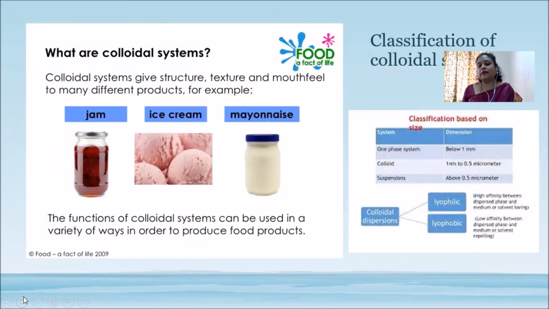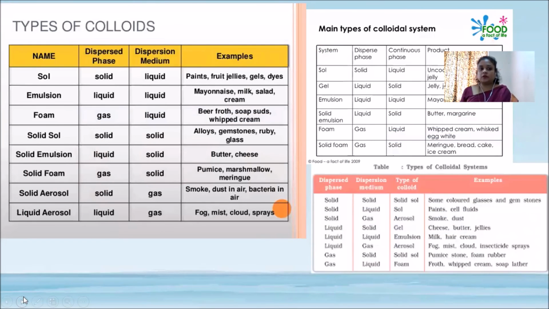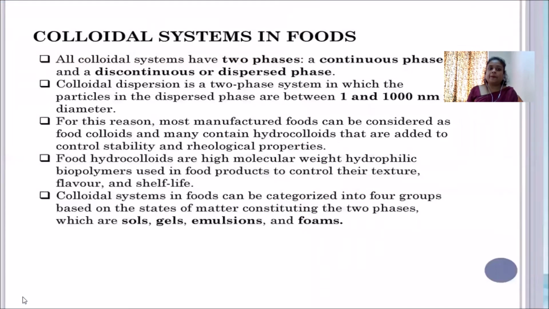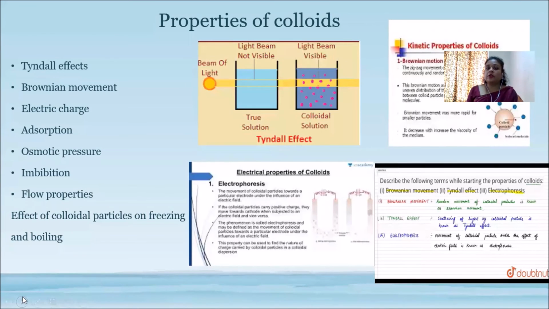Then these colloidal systems specifically give the mouthfeel of products like jam, ice cream, mayonnaise, etc. Then you have various types of colloids such as solid in liquid, liquid in liquid, gas in liquid, solid in solid, liquid in solid, gas in solid, solid in gas, liquid in gas. Then we have been talking about hydrophilic as well as hydrophobic. Hydrophilic is water loving, hydrophobic is water hating. Then properties of colloids, Tyndall effect, where a beam of light will be scattered towards the other side, but you will not find the particles visible. Brownian movement is the zigzag movement of the particles.